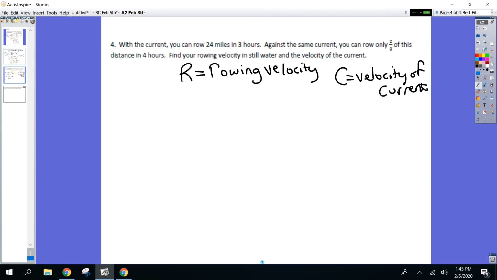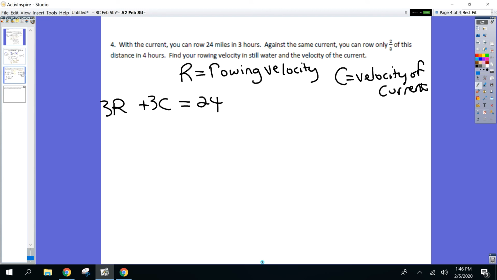Okay, here we go. You can row 24 miles in 3 hours with the current. What's that one going to look like? So plus, right? R plus C, distance of 24, but what's the hours? 3. So 3R plus 3C. Rate and time go together.